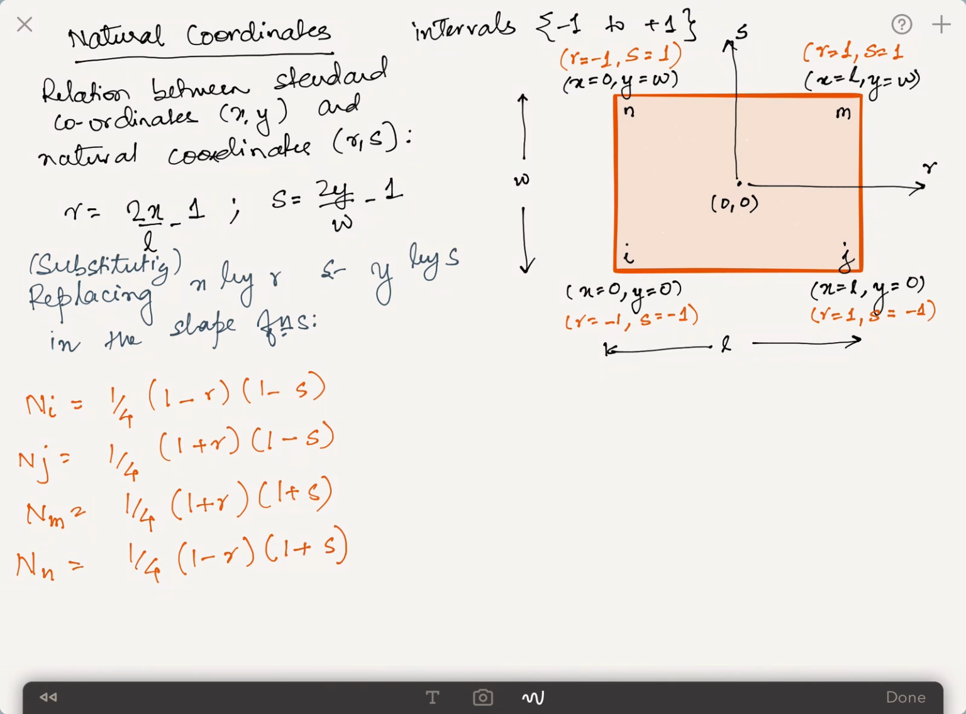Now the same basic rules or properties of shape functions will apply. That means the shape function has a value of 1 when it is evaluated at its own coordinates of nodes. If Ni is calculated at I, it's 1 and it's 0 at all the other nodes. However, the values will obviously change in the interior of the element. So this is the derivation of the shape functions in the natural coordinate system.